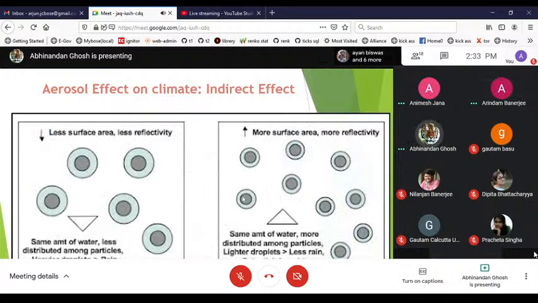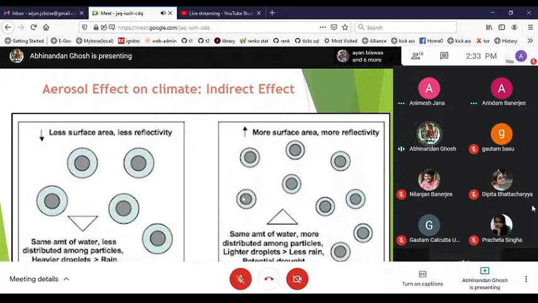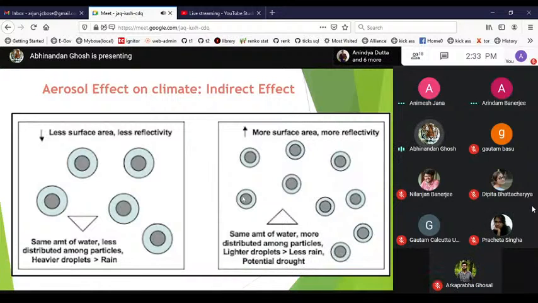So when the size of the cloud condensation nuclei is big and they are less in number, the surface area will be less and the cloud reflectivity will also be less. But when the number of the CCN is high and the size is small, the surface area will be high and the cloud will reflect more solar radiation. So this is how, by altering the cloud properties, aerosol can also alter the radiative balance of the Earth.